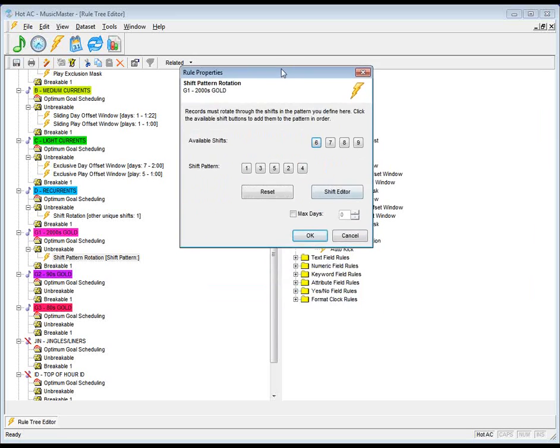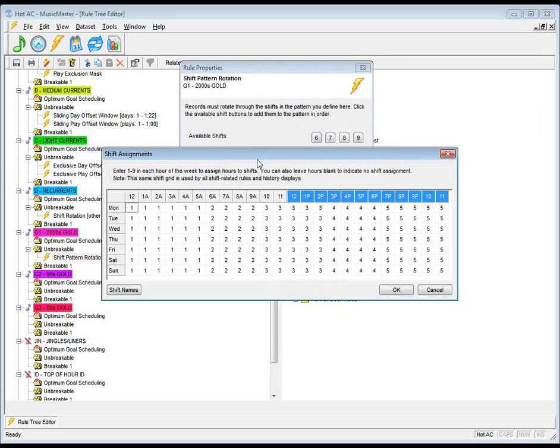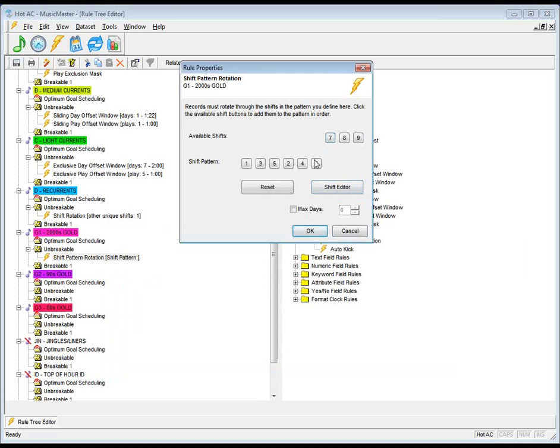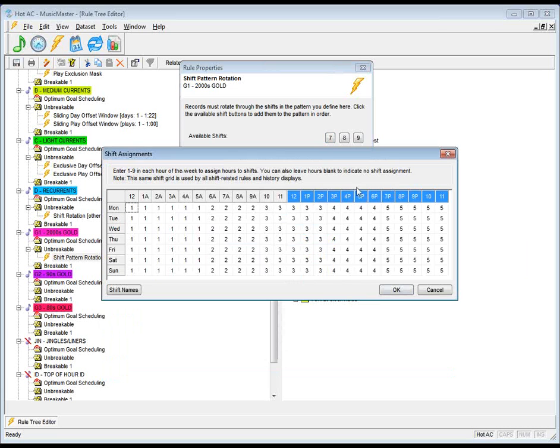So what that tells us is that when a song plays where there's a 1, next time it plays it has to be where there's a 3, followed by a 5, then a 2, then a 4. You can dictate the pattern. This can get risky. This can cause some unscheduled positions if you're not careful. You need to make sure you have a wide enough variety of songs in the library so that this is actually feasible. You also want to make sure that you do not tell it to then play in shift 6 when there is no 6th shift scheduled in your shift assignment grid.